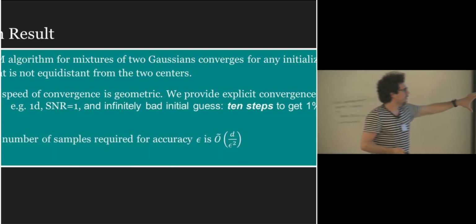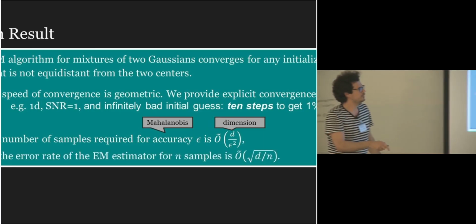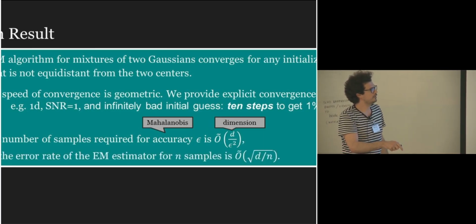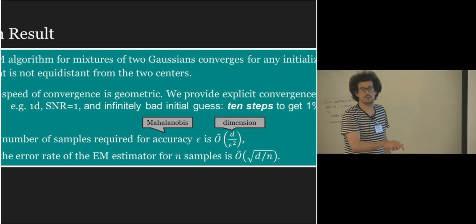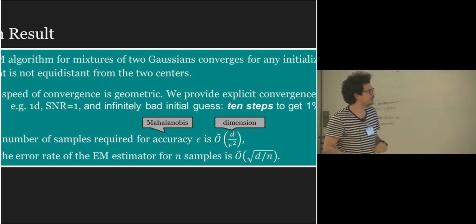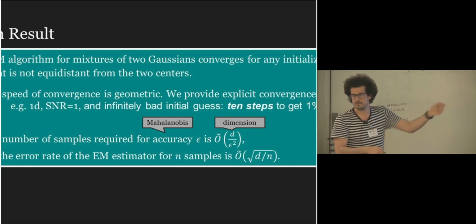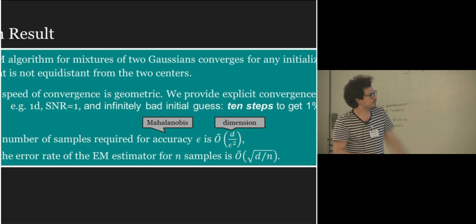Now, the finite sample complexity says that if I want to achieve a Mahalanobis accuracy epsilon, I need to pay linearly in the dimension over epsilon squared, which is optimal up to the log factors hidden here. Or if you want to look at the error rate of the algorithm, it's, again, essentially optimal.